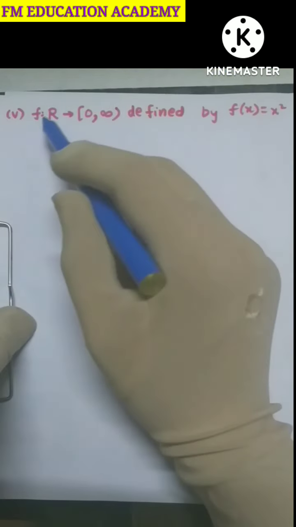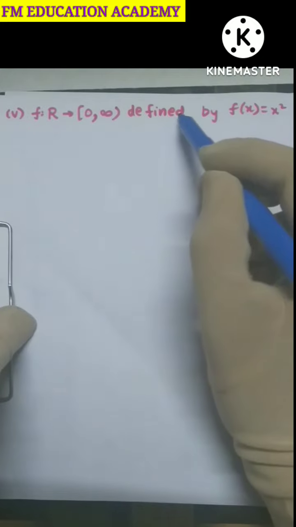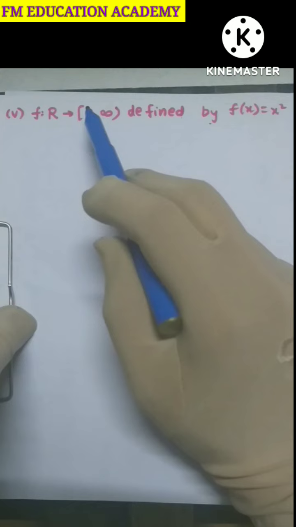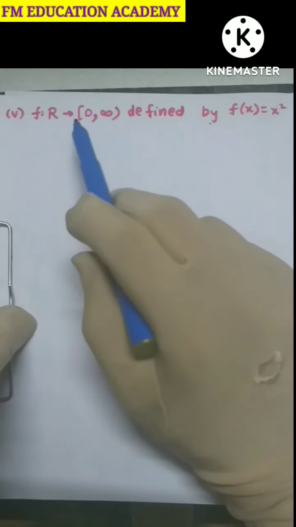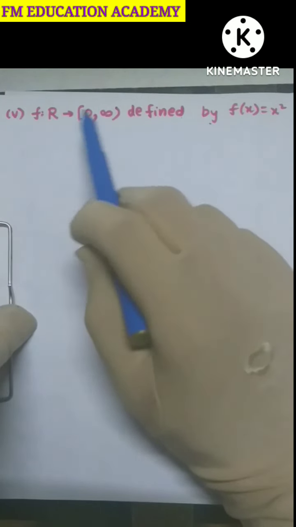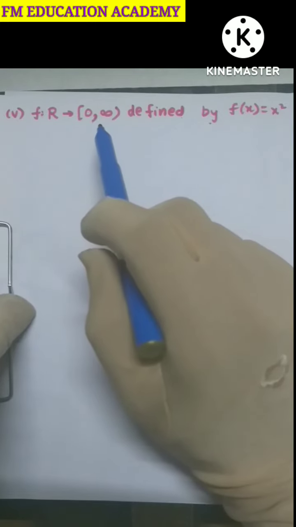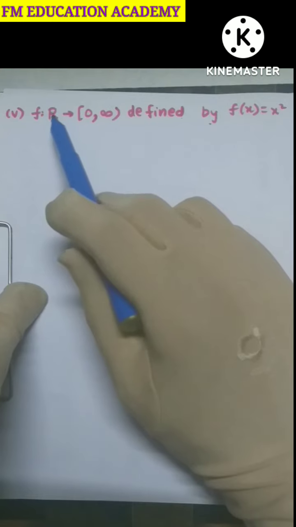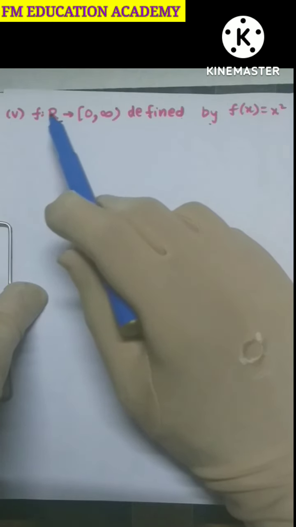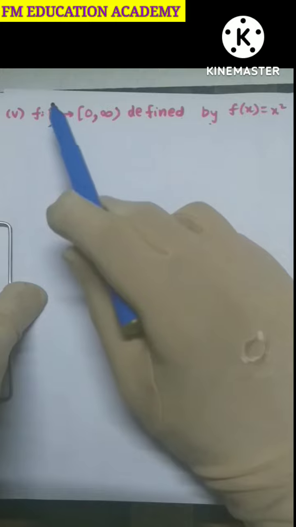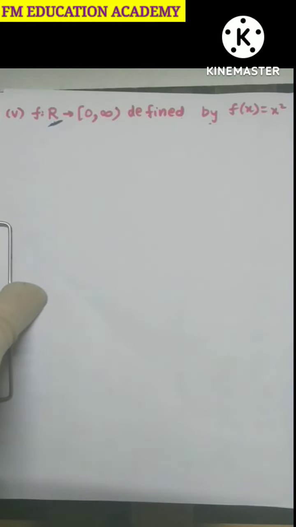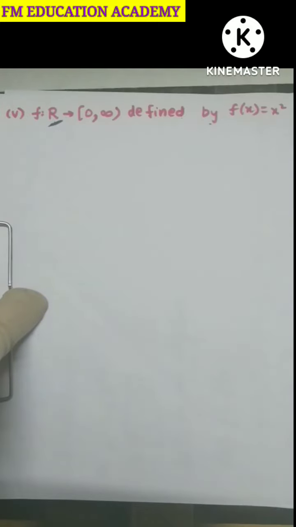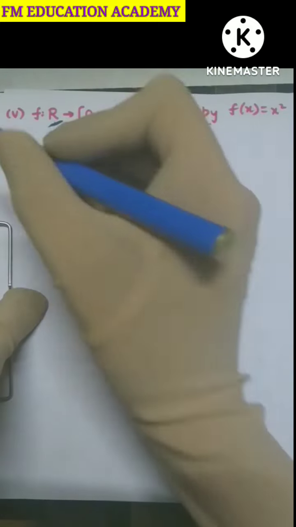Now the fifth bit is f is a mapping from R to 0 comma infinity, defined by f of x is equal to x square. Real numbers are there, and in the codomain we have 0 comma infinity. Here they are mapping from real numbers. See here, real numbers means negative values will also come here. In the earlier sum, both were 0 comma infinity, that is positive values only, but here we are having real numbers. So that also we have to consider.